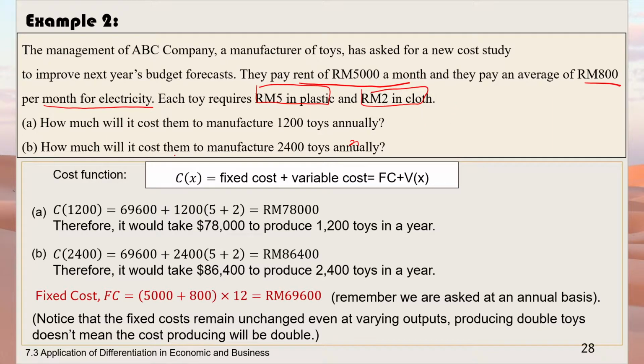Now, the first question is how much will it cost them to manufacture 1,200 toys annually? Annually means per year. One year you have 12 months. Now over here, you can see that we come out with two different costs. One is rental and one is electricity.